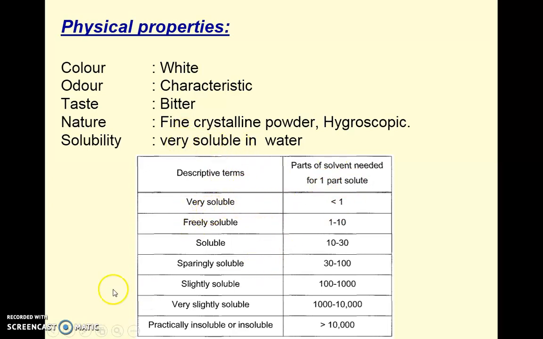If any substance is freely soluble, then it requires 1 to 10 parts of the solvent to dissolve one part of solute. 1 to 10 parts of solvent are needed for one part of solute to get dissolved. In that case, we call that particular substance freely soluble in the particular solvent. In that way, the solubility profile has been decided.